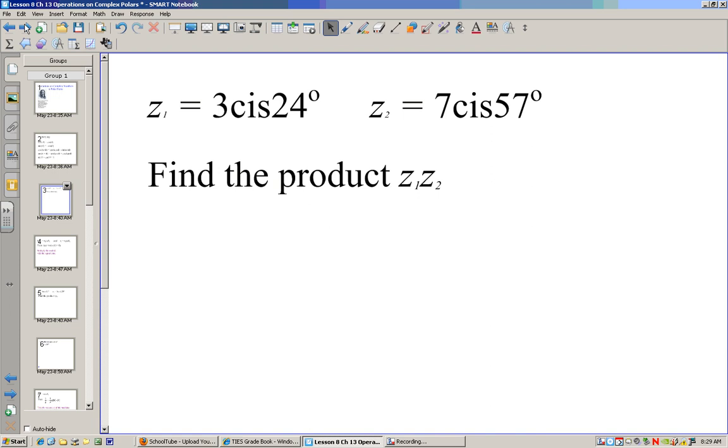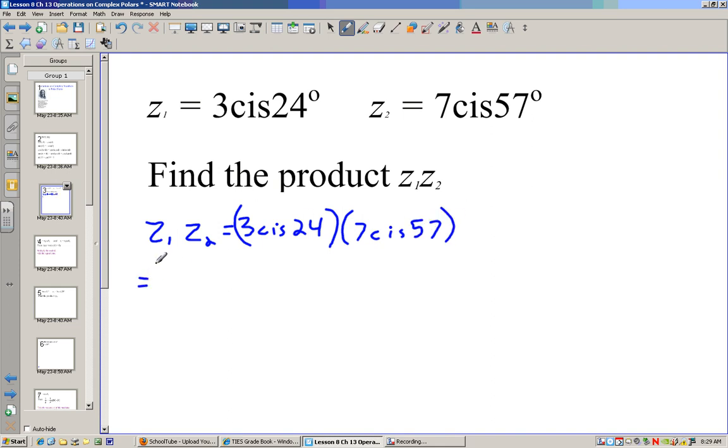All right. Now what we're going to do is find the product of two complex numbers in polar form. So we want z1 times z2. What that is, is 3 CIS 24 times 7 CIS 57.